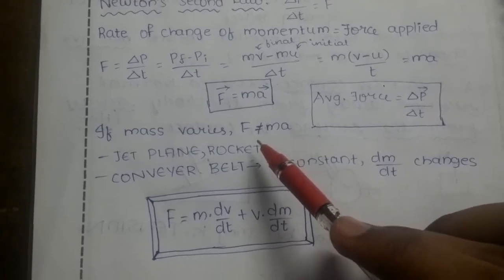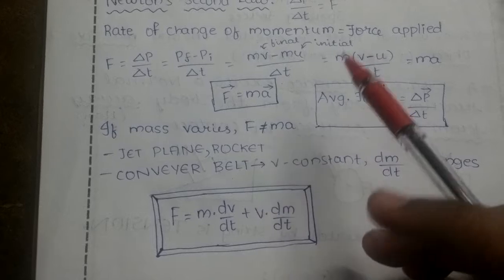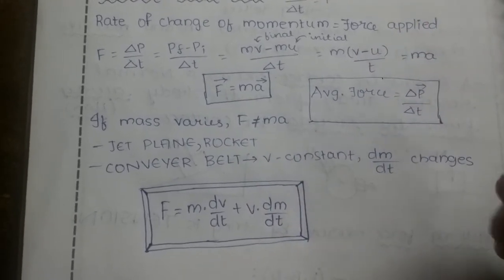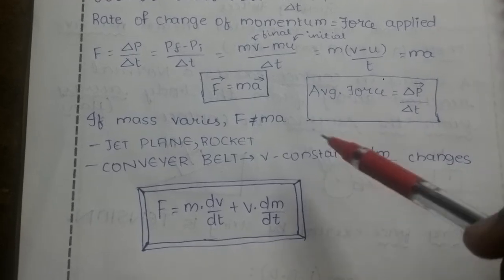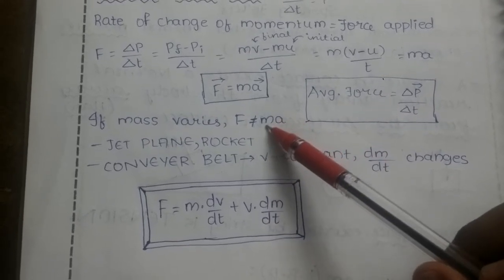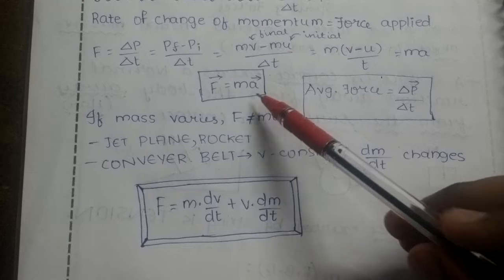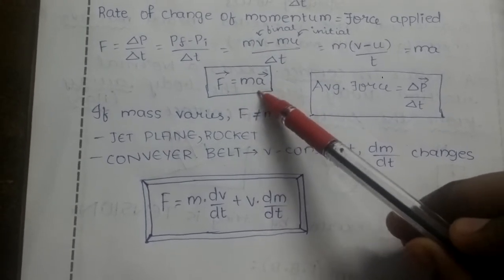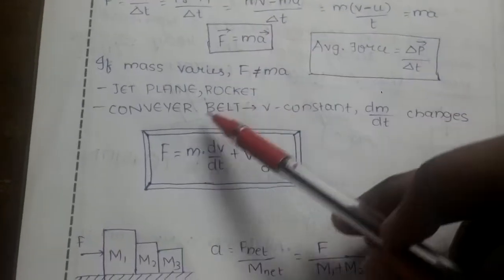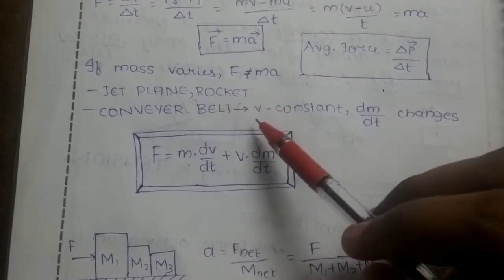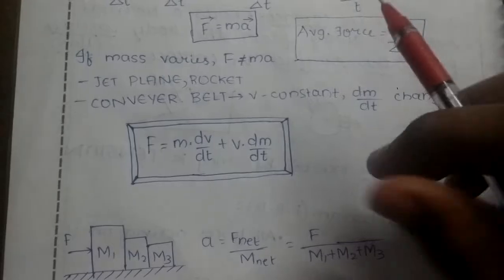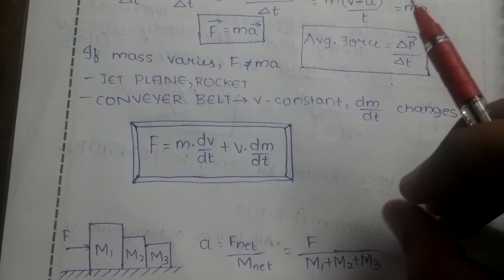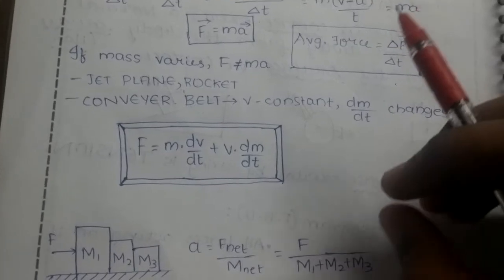Let us take the example of a jet plane and a rocket. Fuel keeps on decreasing. That means the mass in the rocket keeps on decreasing. Mass varies in this condition. In this condition, we can't use F is equal to ma because mass keeps on varying. And on a conveyor belt, velocity is constant, but the mass of the particles on the conveyor belt keeps on changing.